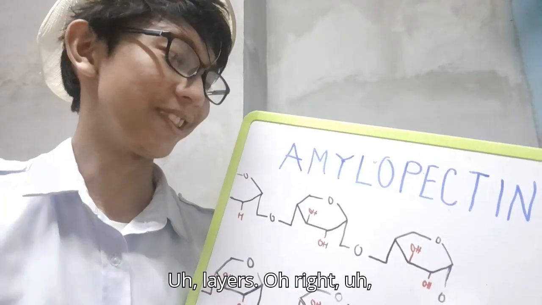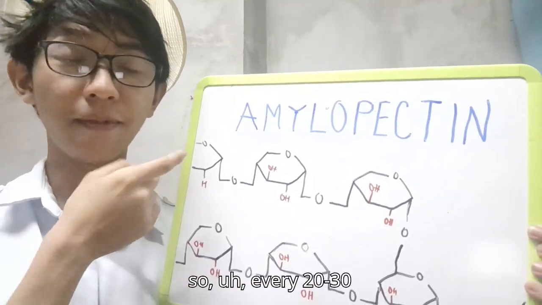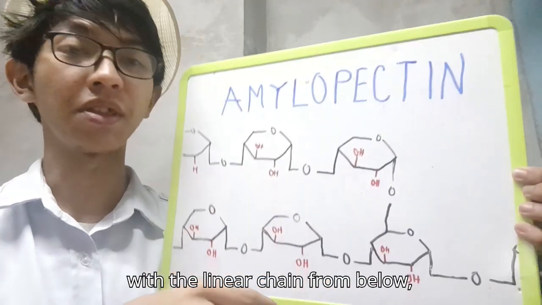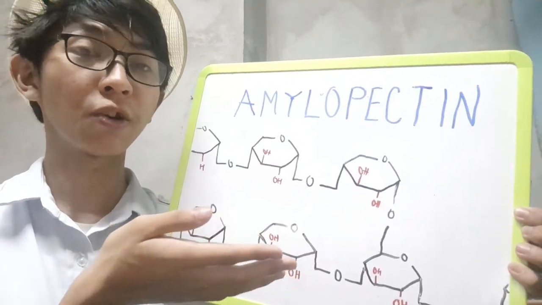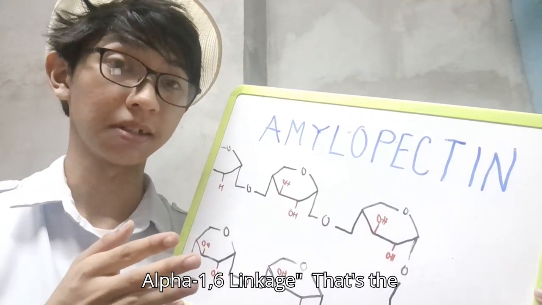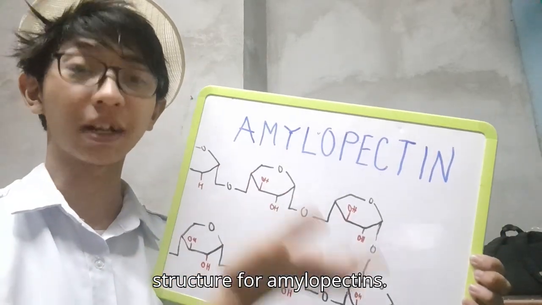Layers. Oh right, so every 20-30 glucose units, they go down. They connect with the linear chain from below, creating a branched alpha 1,4 and alpha 1,6 linkage. That's the structure for amylopectins.